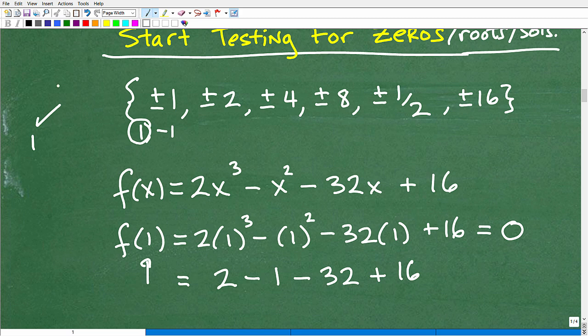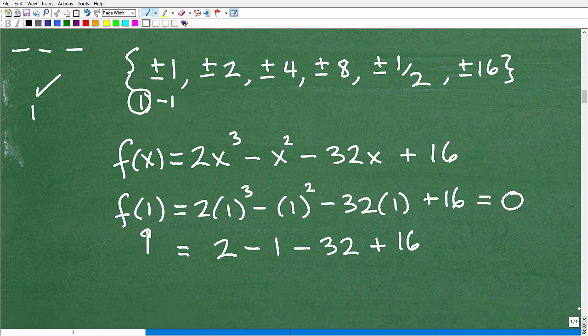Then I need to find, remember, 3 solutions: 1, 2, 3. So hopefully they're going to be a part of this list. If they're not, then we have to do other things. So the way we start testing is we can plug in these values. For example, let's plug in 1. When I evaluate this, 1 cubed is 1 times 2, 1 squared is 1, and 32 times 1 is 32.